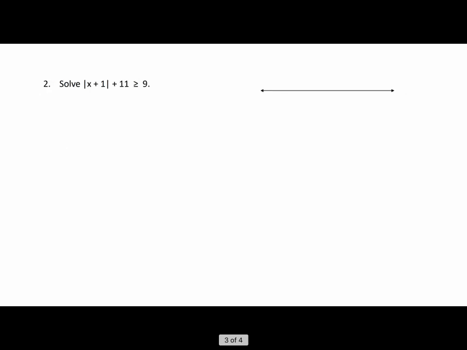So our next example, we want to solve this absolute value here. And there's other stuff going on, and we can't solve for the distance until we get that isolated. So let's subtract 11 from both sides of the inequality symbol. So the absolute value of x plus 1 is greater than or equal to negative 2. And we know from what we just talked about what that means.